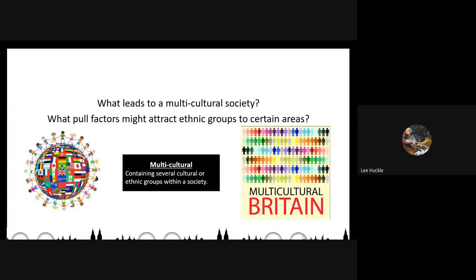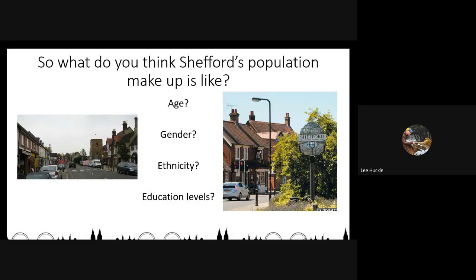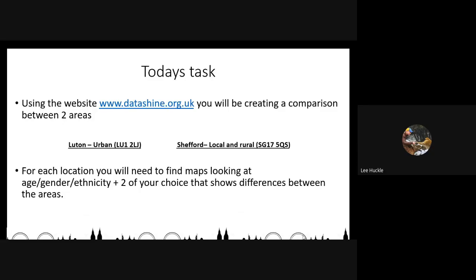So we'd first have looked at this. What leads to a multicultural society? What pull factors might attract ethnic groups to certain areas? We looked at what multicultural meant. We then, before we really delved into this, looked at what you think Shefford's population makeup is like. So we asked you, what do you think the age structure was, the gender structure, the ethnicity structure, and education levels. And this is where we got you into DataShine.